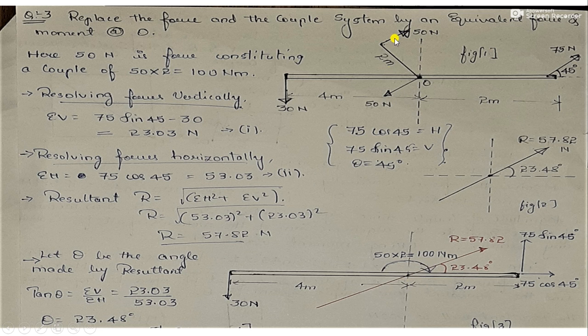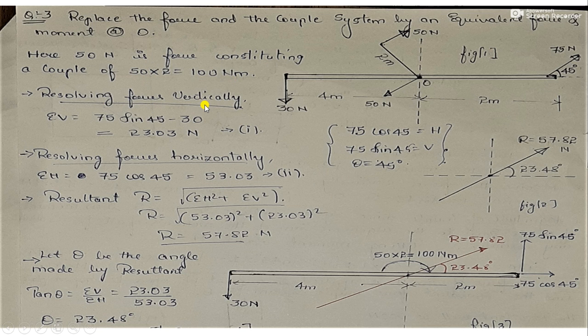So in which direction is it acting? You just see, this is rotating in clockwise direction. Hence I have given a clockwise rotational direction of the arrow mark. So this will be 100 Newton meter as the couple value. Okay, this is the next sketch you are supposed to draw. Next, here 50 Newton is the force constituting a couple of 50 into 2, that is 100 Newton meter.